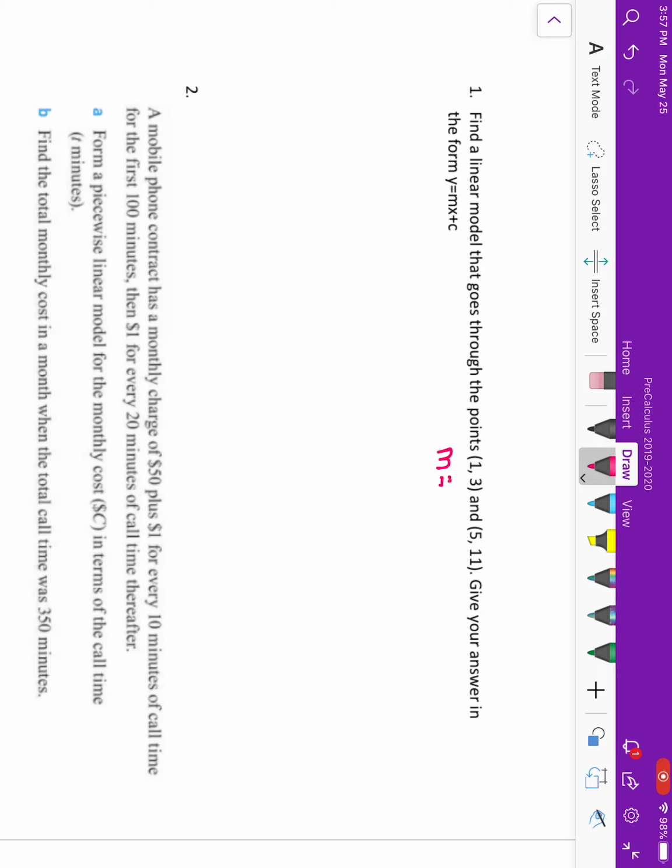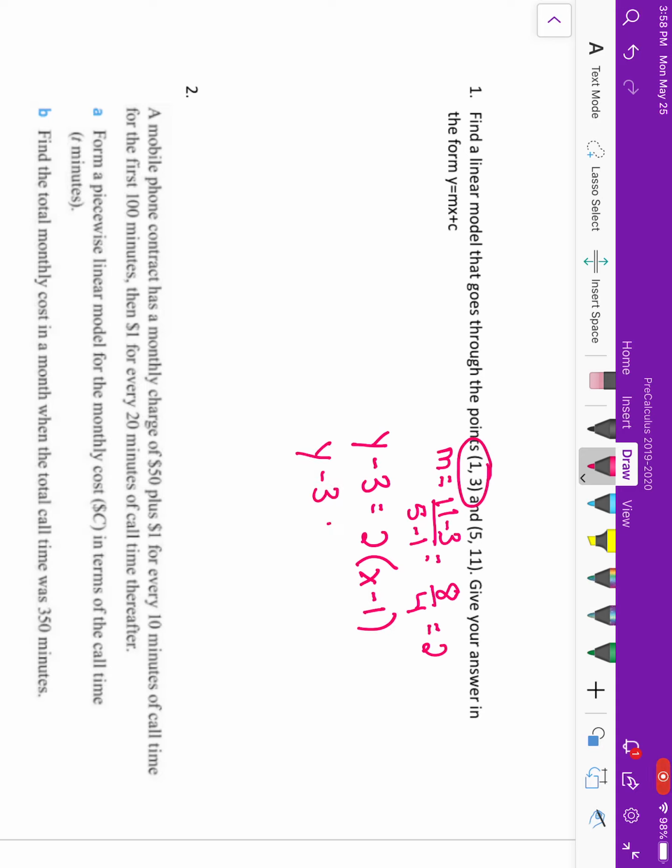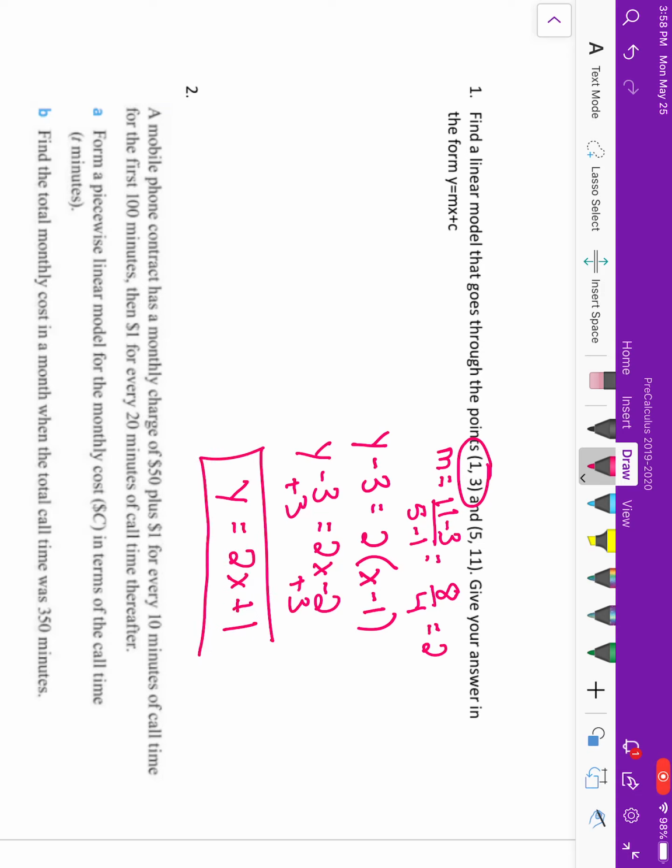So the first thing we want to do here is find the slope, change in y over change in x, which is 8 over 4, which is 2. And then we can just use point slope form, y minus 3 equals 2 times x minus 1, using this point and point slope form, distribute, and then add 3 to both sides. So we end up with y equals 2x plus 1. Okay, that is a basic Algebra 1 problem. That's all we got going on there.